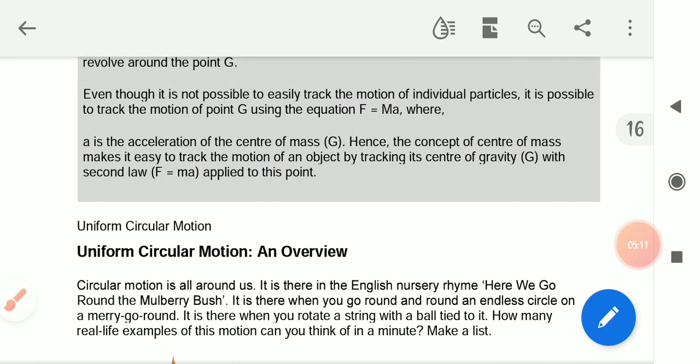Now the center of gravity can be outside the body. It is not necessary that the center of gravity will always be within the body. Remember this one, it can be outside the body also.